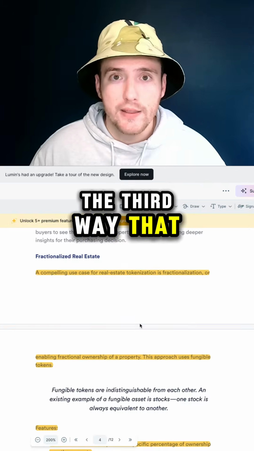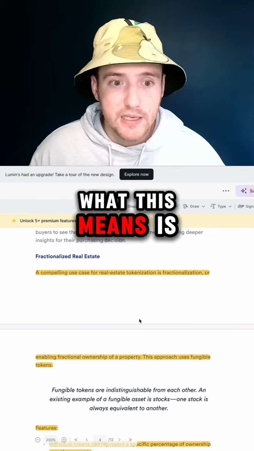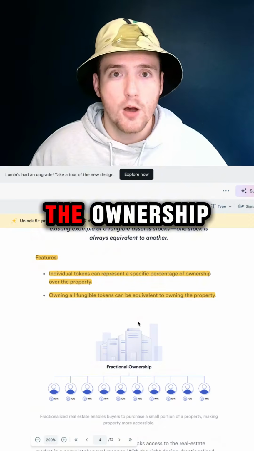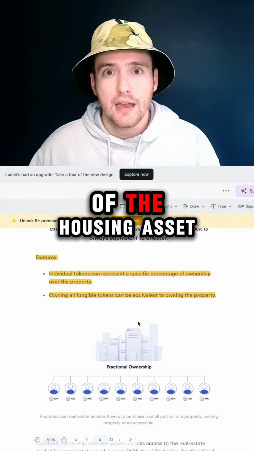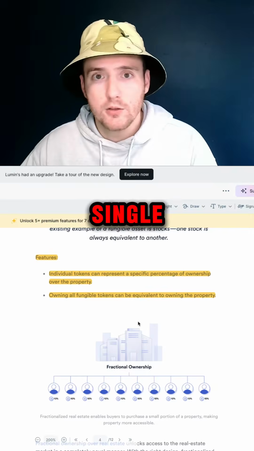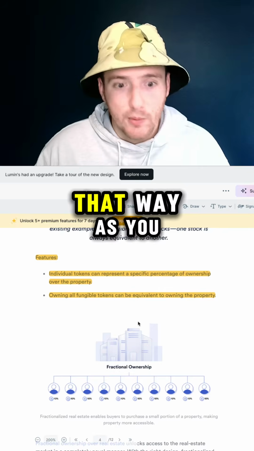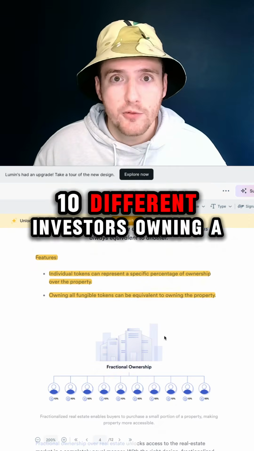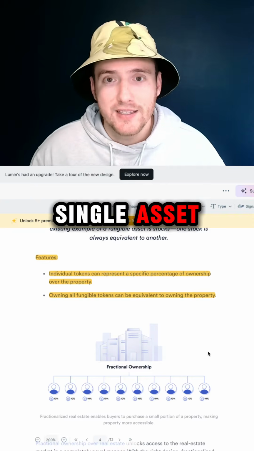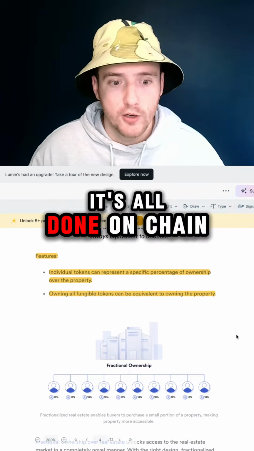The third way that we can tokenize real estate is fractionalized real estate. What this means is that we can break up the ownership of the housing asset. So we can have multiple people own a singular asset and break it up into multiple tokens. That way, as you see here, we can have 10 different investors owning a single asset and not have to go through any intermediaries to do so. It's all done on chain.